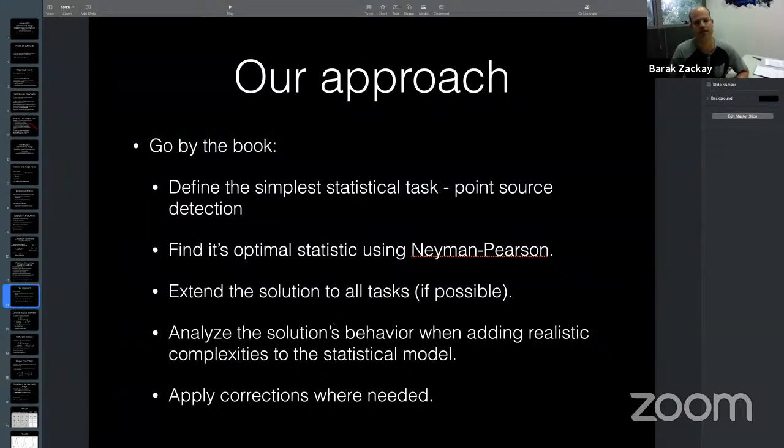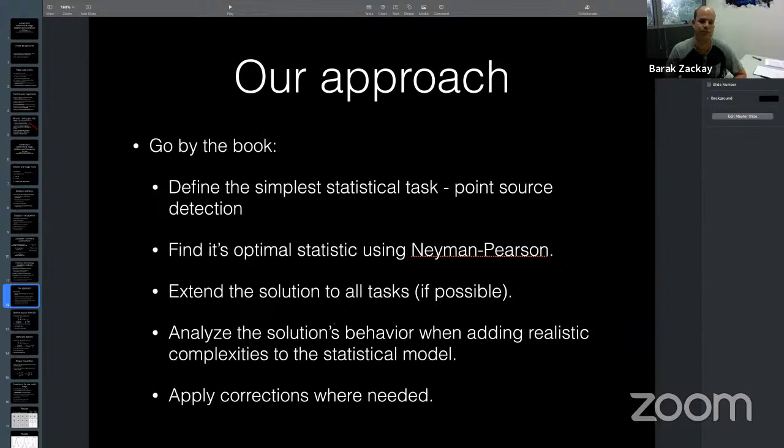Now, the approach that we took is to go by the book: to really try to define the simplest statistical task, which is point source detection, find the optimal solution to this problem, then extend the solution to all tasks, then analyze the behavior when you add some realistic effects that were not in the original statistical model, and then see, A, are you still sensitive? And B, if you are still sensitive, does it require some small correction in order to change the reliability of the measurement?